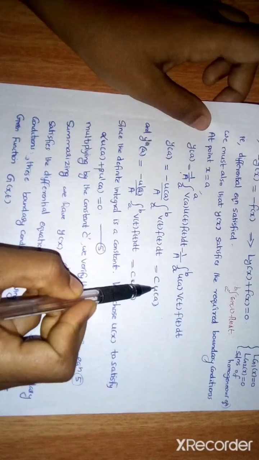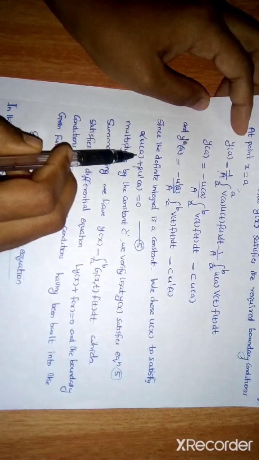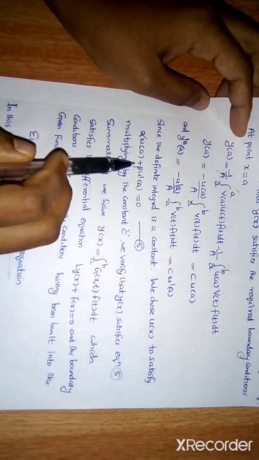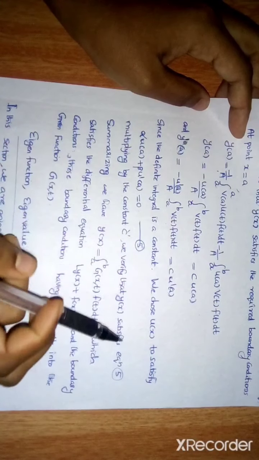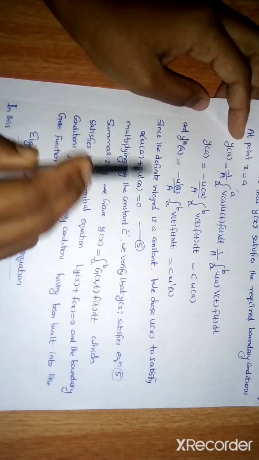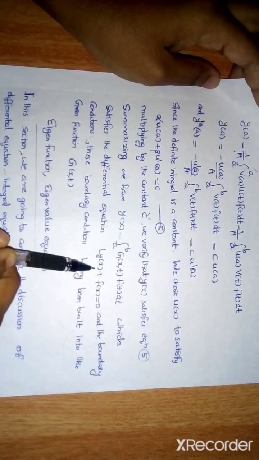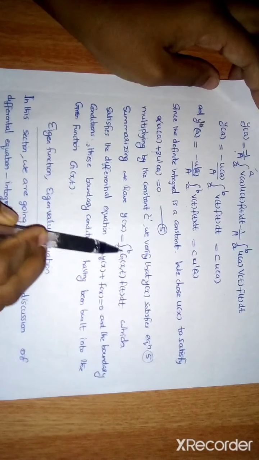We replace the integration by a constant c. Similarly, y dash of a can be found, since the definite integral is a constant. We choose u of x to satisfy alpha into u of a plus beta u dash of a equal to 0. That is, multiplying by the constant c, we verify that y of x satisfies equation number 5. So we can summarize: this is our original differential equation, and its solution is this integral.